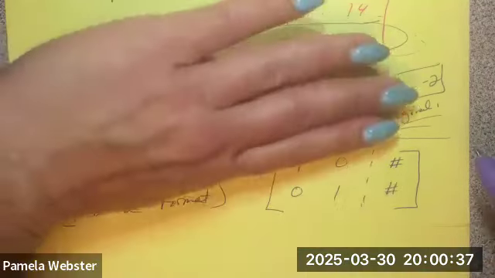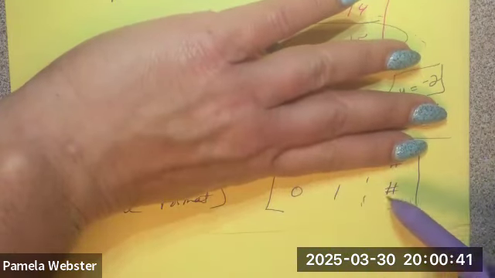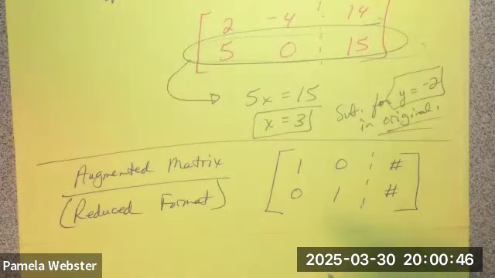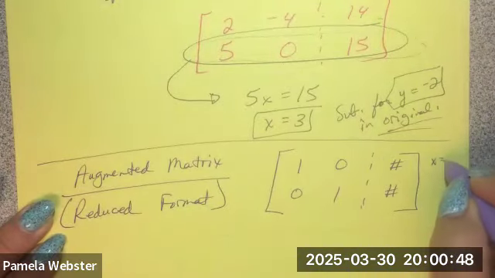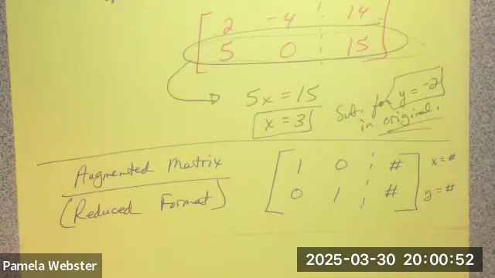And then what about this bottom row? 0, 1, number. So 1y equals a number. Literally, just reading this out, this would say x equals this number, and this would say y equals that number. Isn't that nice? If I could get it to look like that, it would be so, so nice.